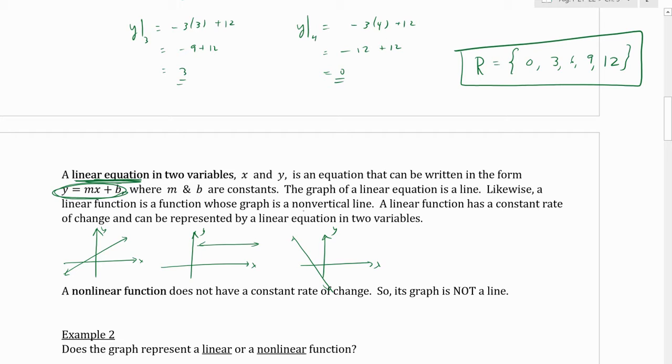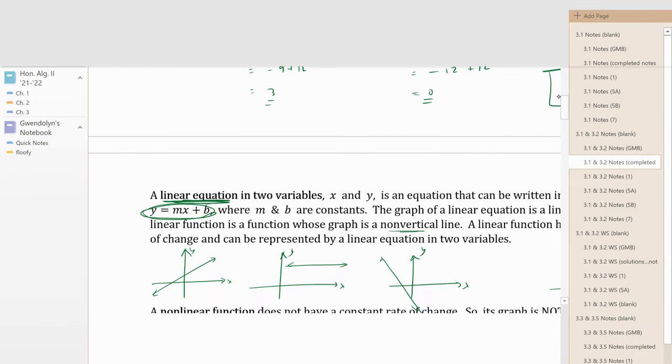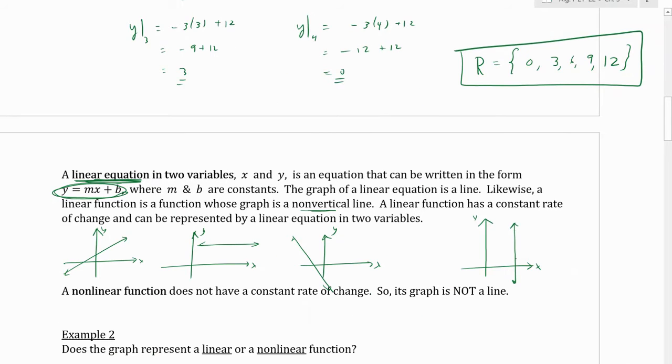But notice how it said it's a non-vertical line, because if we drew, here's x and y, if we drew a vertical line, it wouldn't pass the vertical line test. Like, we'd have all kinds of outputs for that one input. That's why it says it's a non-vertical line.